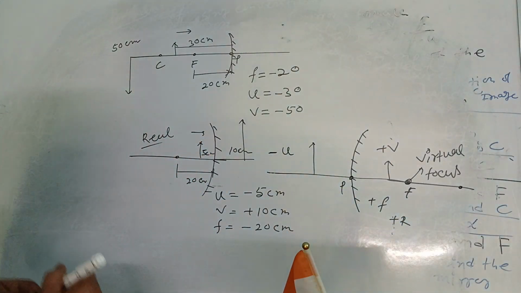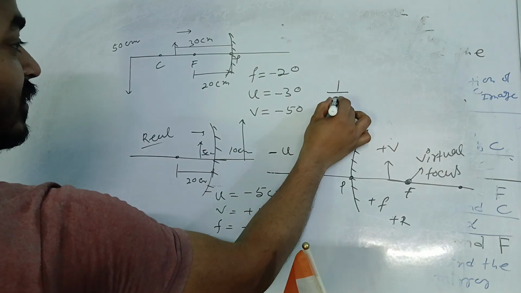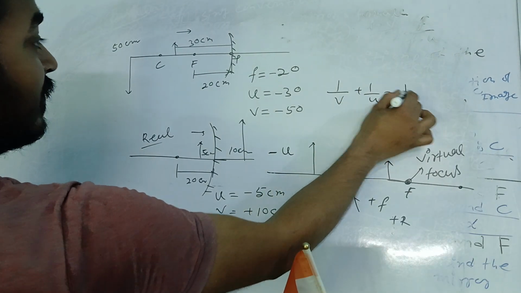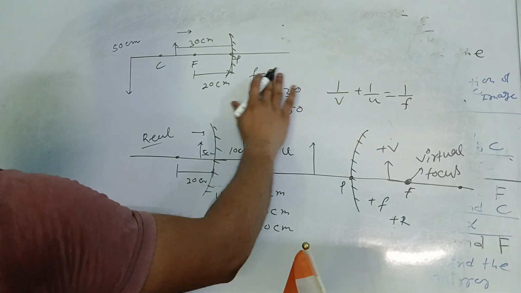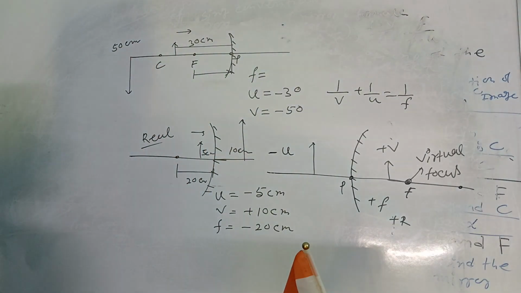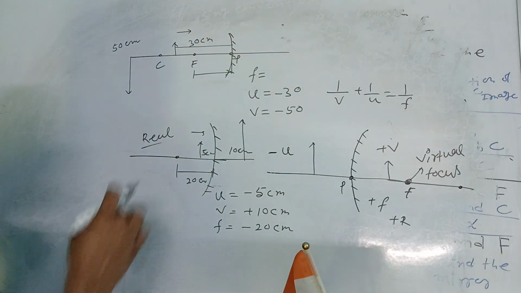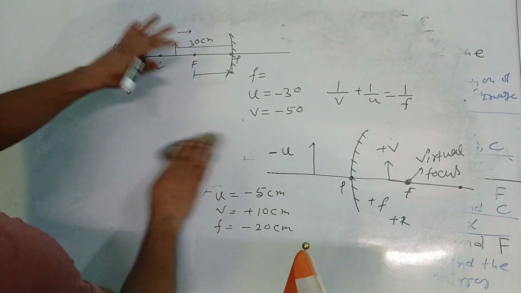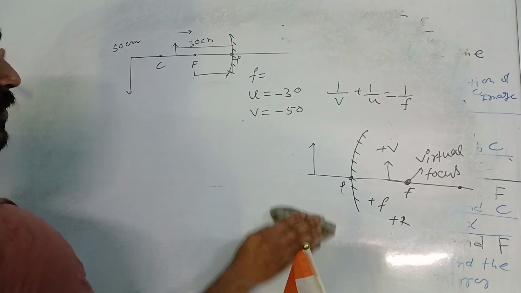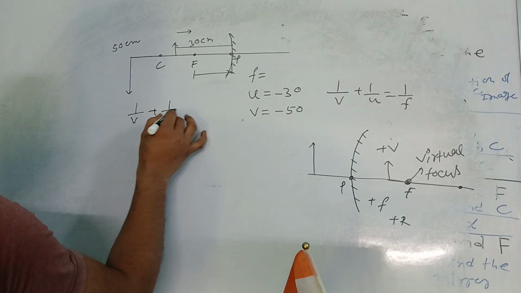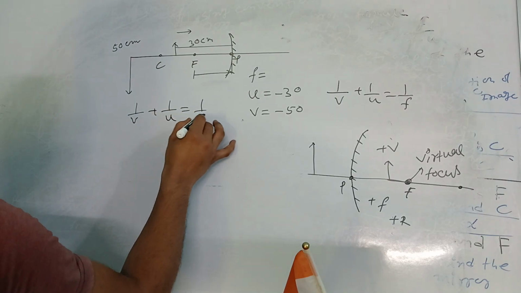So our formula is what? 1 by v plus 1 by u is equal to 1 by f. So suppose f is not given, object distance and image distance are given, and they are asking to find the value of f. So how to find for this question? We have to write this formula: 1 by v plus 1 by u is equal to 1 by f.